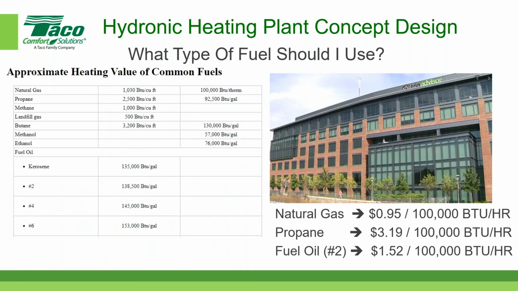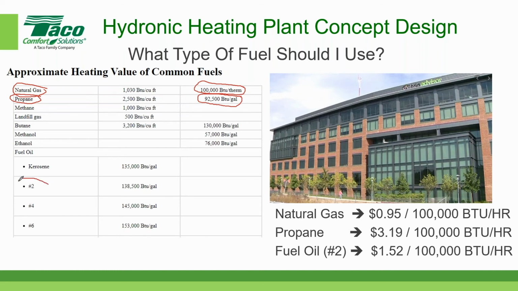And here's a little chart that has the heating values for each of the 3 fuels that we are going to consider today. If you'll notice, for natural gas, the units are 100,000 BTUs per therm. That's how natural gas is sold, by the therm. And as I said a moment ago, natural gas is about 95 cents per therm. Propane, right here, has a heating value of 92,500 BTUs per gallon. That's the average heating value of propane.